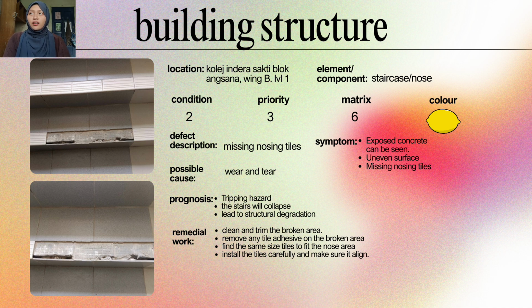These defects were found at College Indra Sakti, Block Angsana, Wing B, Level 1. The element is staircase. The component is nodes. The condition is 2, which is routine. Priority is 3, urgent. Matrix is 6. The color is yellow, fair.